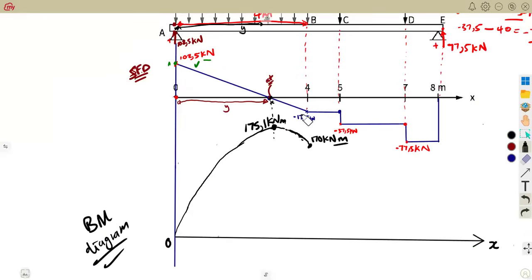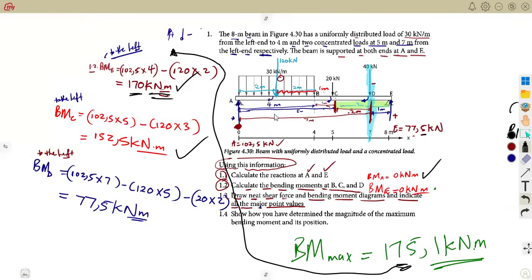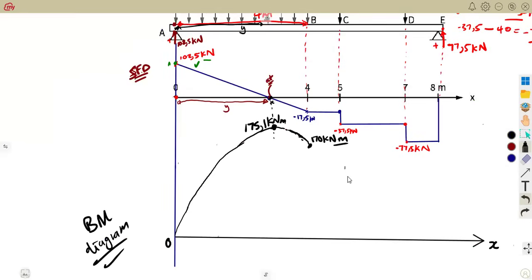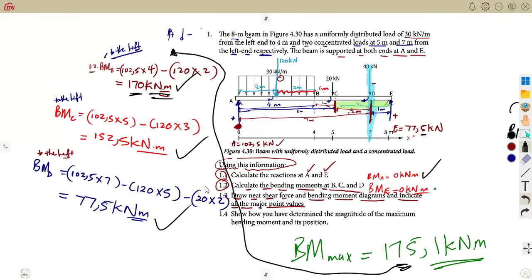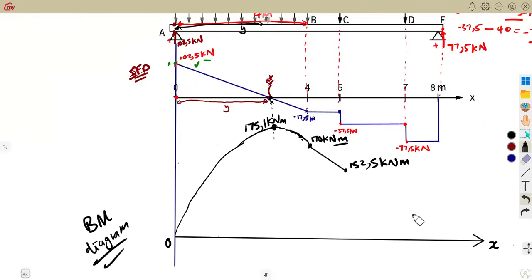So from 170, which is at B, to C, it's 152.5. So C is somewhere there, 152.5. You use the slanted line to join. This is where you have your C, 152.5 kilonewton meter. You move on to D. What do we have at D? You calculated this at D, it's 77.5. So at D, somewhere there, you join with the slanted line again. So it will be just those slanted lines and so on, guys.